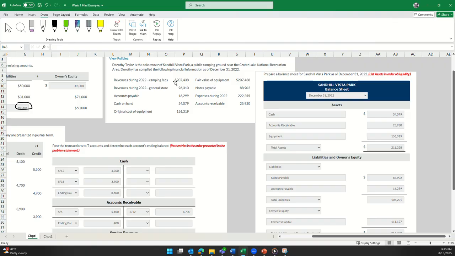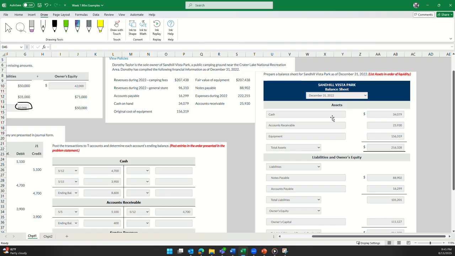Revenues during 2022, 207,438. Revenues during 2022 for the general store, 96,310. Accounts payable, 16,299. Cash on hand, $34,079. Original cost of equipment, 156,319. Fair value of that equipment now is 207,438. Notes payable is 88,902, expenses during the year were 222,255, and accounts receivable is 25,930. With that information, they want us to prepare a balance sheet as of December 31st.